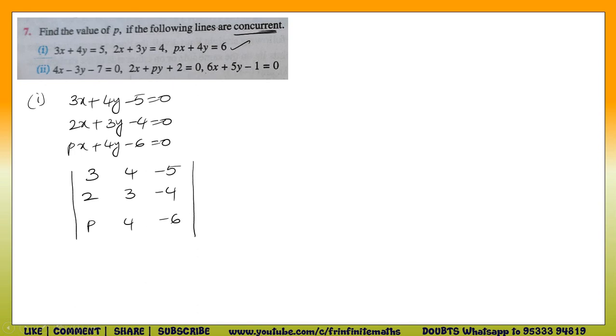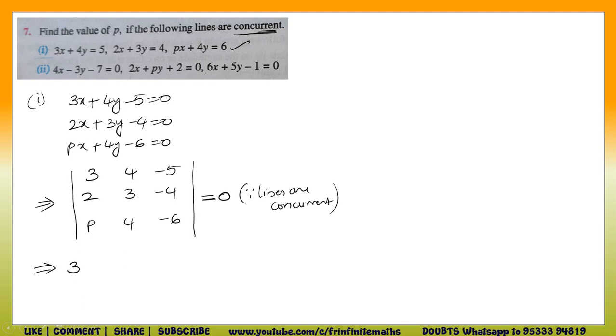Since he has given the lines are collinear, sorry, the lines are concurrent, not collinear, that means this determinant value will be equal to 0. Since the lines are concurrent, the determinant of the coefficients of the given three lines is equal to 0. Now finding out the determinant value. So how to find the determinant value?